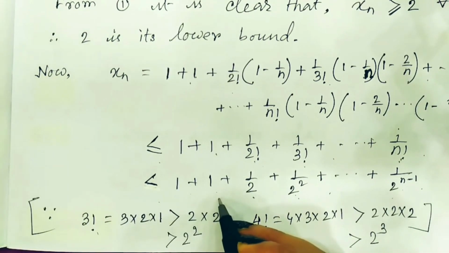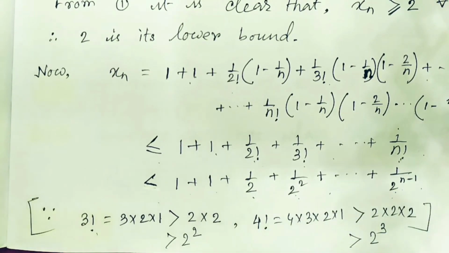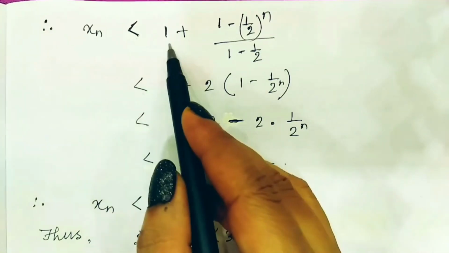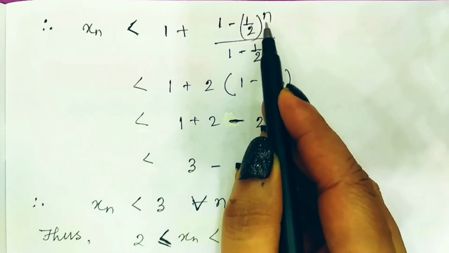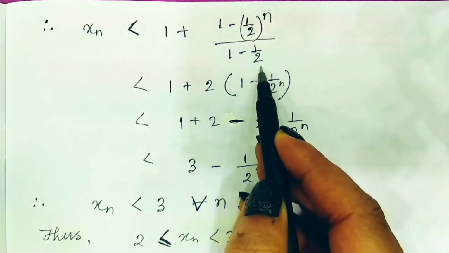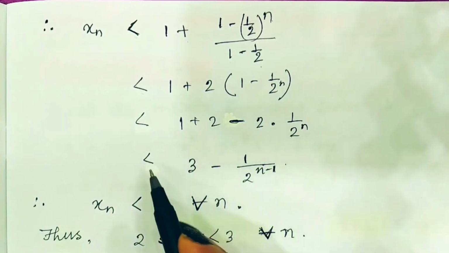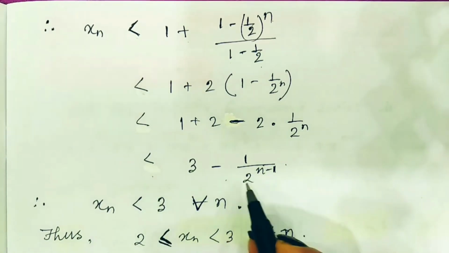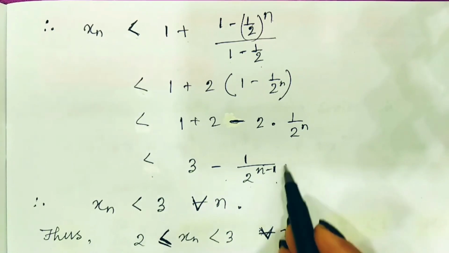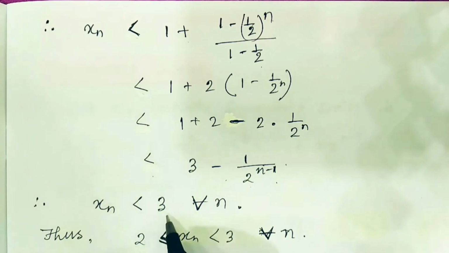1 plus 1, after this the remaining entire part is in GP with common ratio 1 by 2. So we can express this as less than 1 plus 1 minus 1 by 2 to the power n, total n terms we consider, divided by 1 minus 1 by 2, as the common ratio is 1 by 2. Now if we simplify, we find xn is less than 3 minus 1 divided by 2 to the power n minus 1. As n tends to infinity, that part becomes 0. So xn is less than 3 for all n.